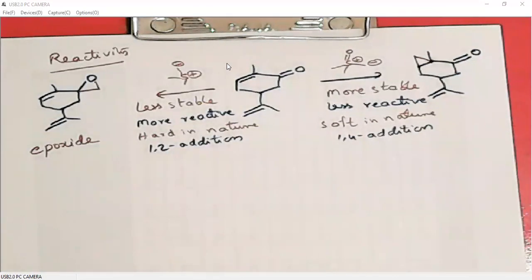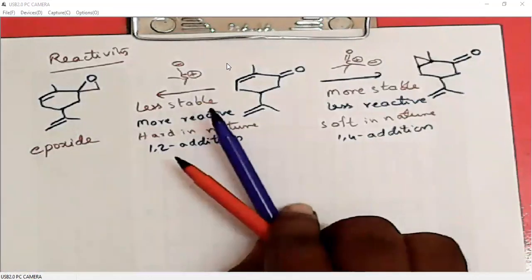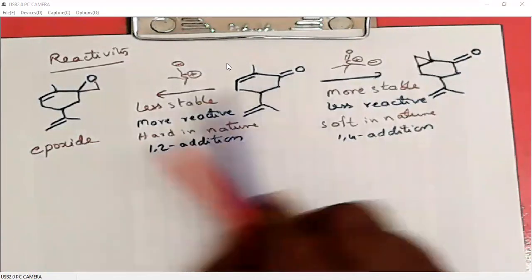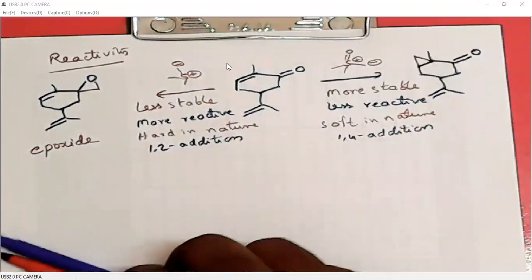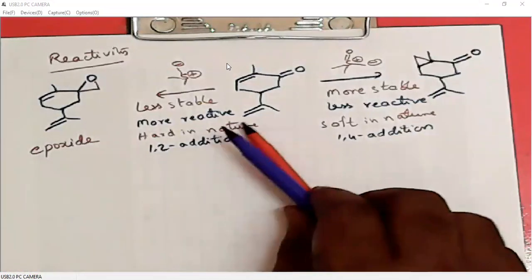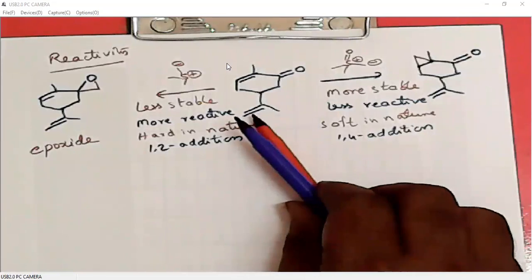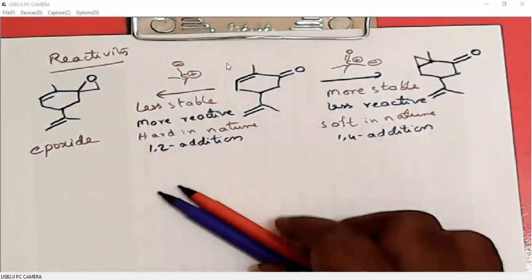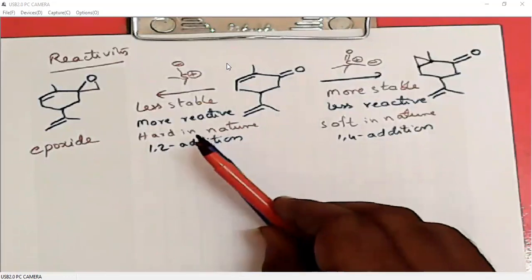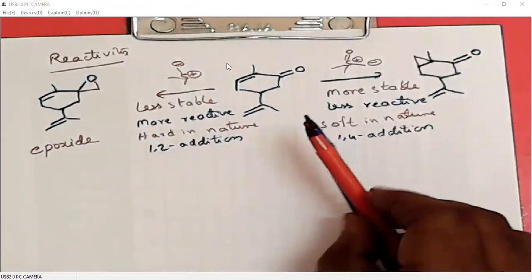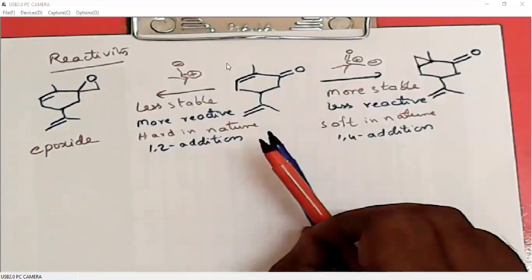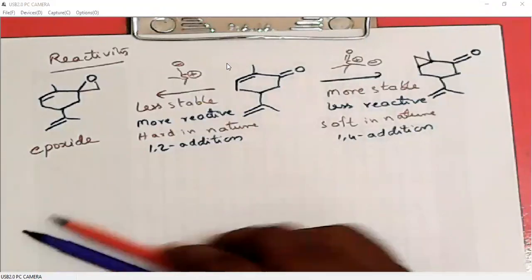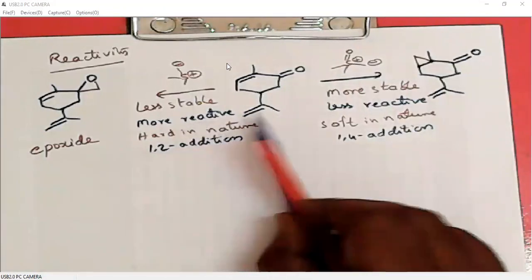So the reactivity difference can be explained using an alpha beta unsaturated carbonyl. A simple alkene, an isolated alkene, cannot be affected by either dimethyl sulfonium methylide or dimethyl oxosulfonium methylide.